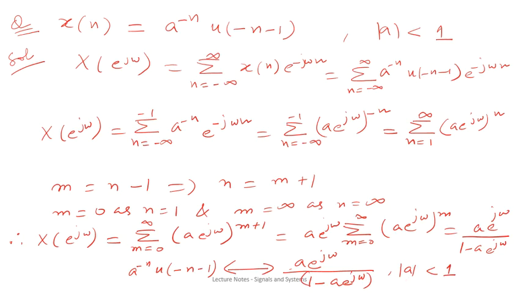So this is how problems related to the discrete time Fourier transform are solved. The properties of the discrete time Fourier transform are more or less similar to what we have discussed in the continuous time Fourier transform case. There may be slight modifications, but more or less it will be the same.